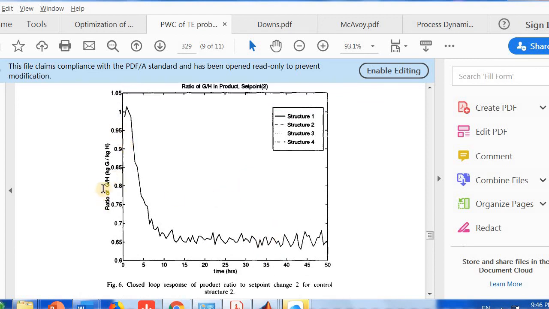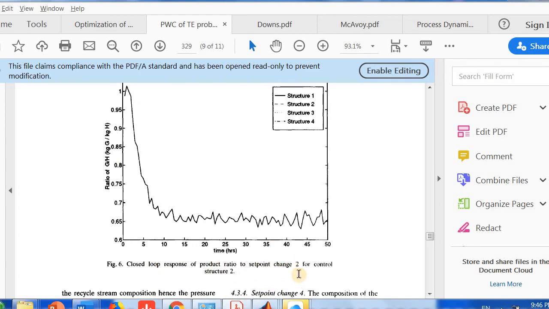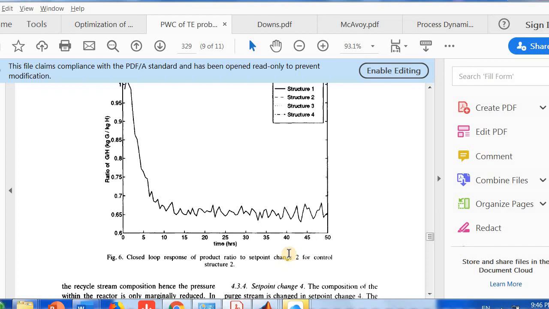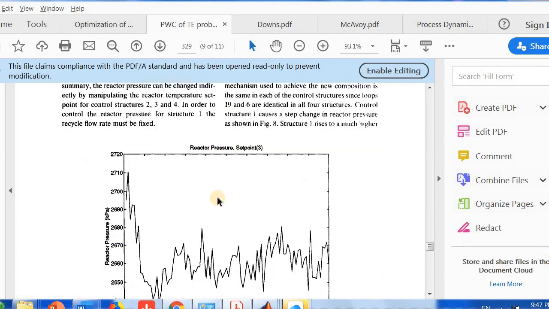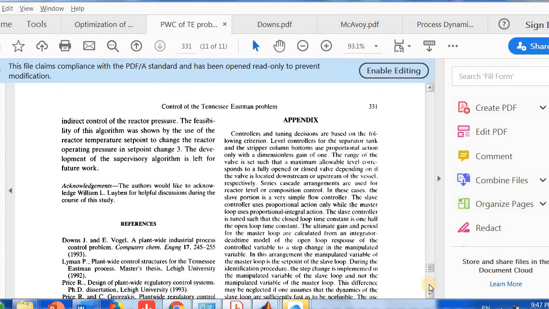And this is how G and H for the 50-50, I think, was a set point change, a closed loop response of a product ratio to a set point change. Yes, there was a set point change for control structure 2, so he shifted from 1 to 2, and this is what you're getting, and that's how the reactor pressure behaves, and these are the results. It's very beautiful to look at because it gives you an idea of how you're going to represent all of your work in that plant design project, plant design report.